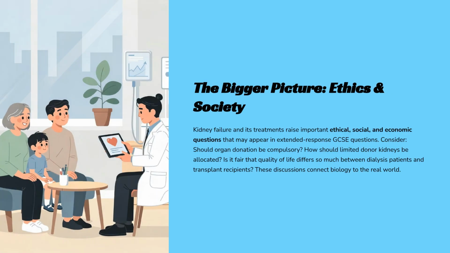Beyond the biology, kidney treatments raise important ethical and social questions. Consider the fair allocation of scarce donor organs and the quality of life differences between the 2 treatments.